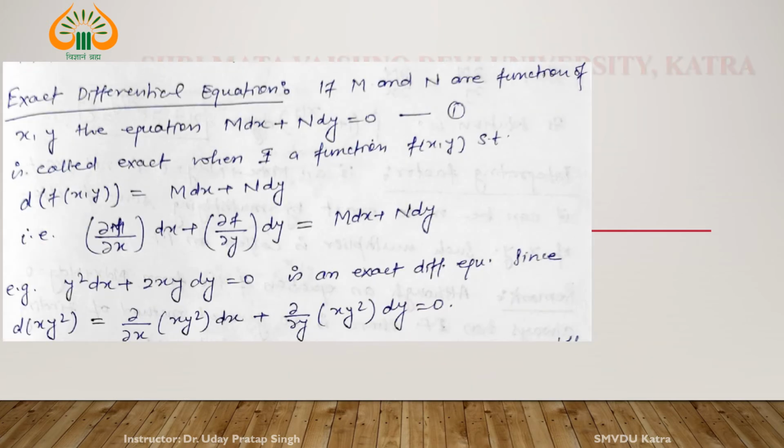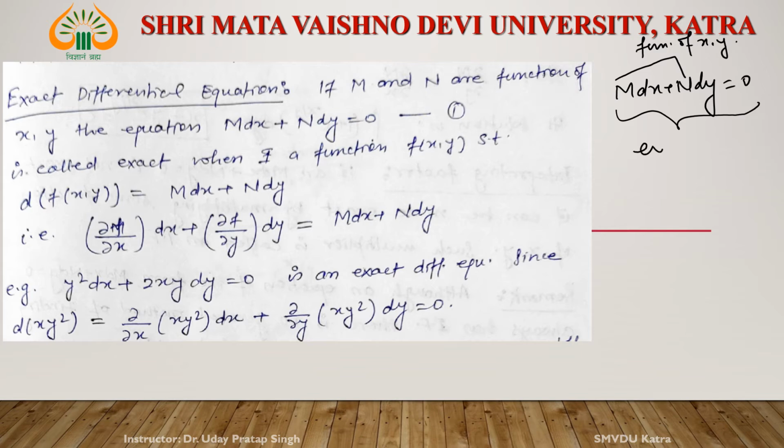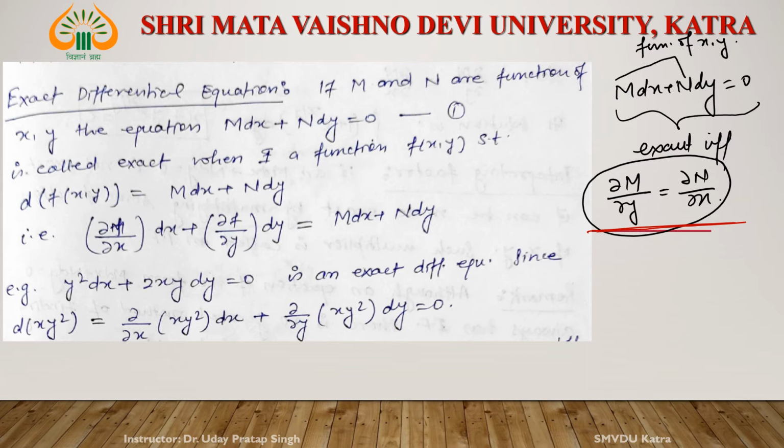What is the necessary and sufficient condition? The condition is that for a differential equation M dx plus N dy equal to 0, remember that capital M and N are functions of x and y. So this differential equation is exact if and only if the partial derivative of M with respect to y is equal to the partial derivative of N with respect to x. If this is true. And this is the second definition: this differential equation becomes exact if this condition is true.